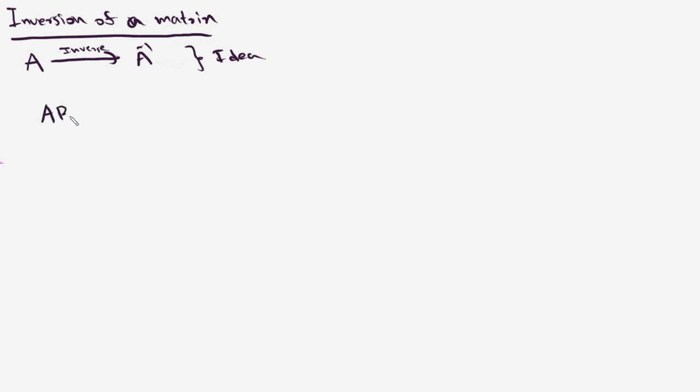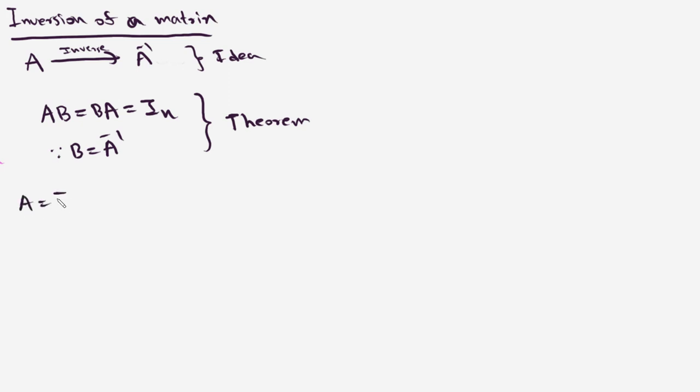If I take AB equals BA, and it produces the identity matrix, then such a B will be the inversion of that specific matrix. So this is the theorem: AB equals BA equals IN, then B will be A inverse. Okay, so that is the basic idea about matrix inversion.